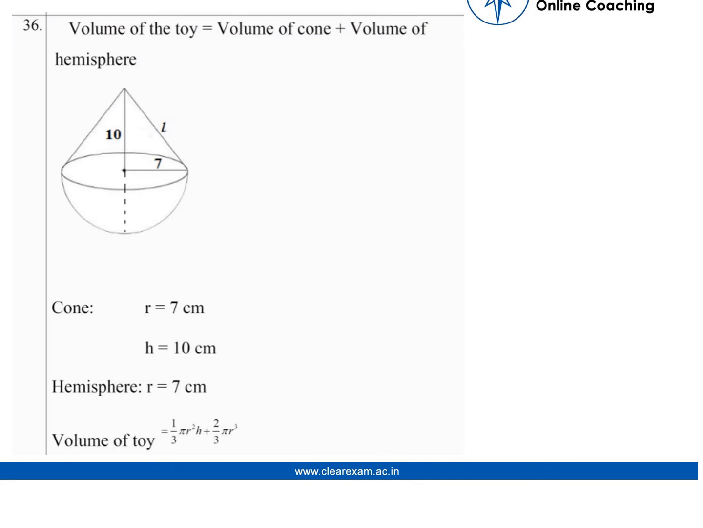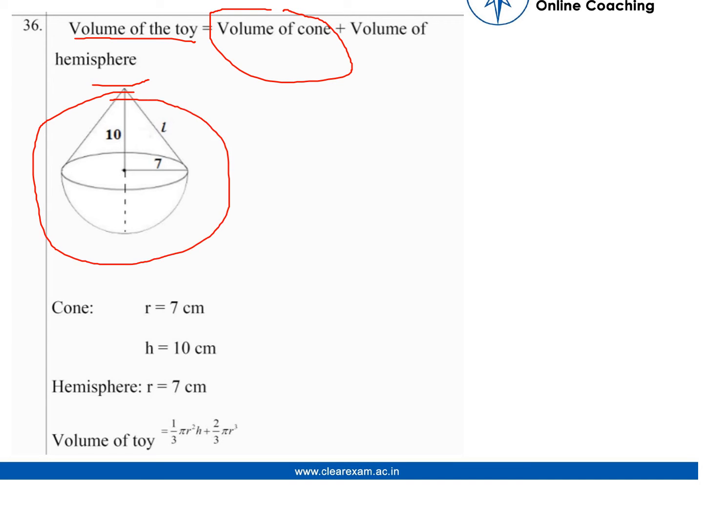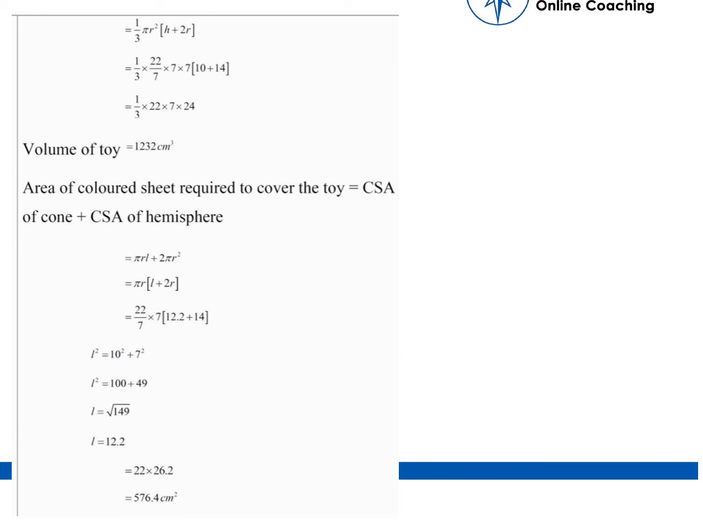Okay. So the solution of this question is, we have to calculate the volume of the toy. So volume of toy is volume of cone plus volume of hemisphere, and this is the figure where you will see this side is 10, this is L, and the radius is 7. So radius is 7 and height is 10. Hemisphere radius is 7 cm. So volume of the toy is 1/3 pi r square h plus 2/3 pi r cube. If you solve this equation, you will find the volume of the toy is 1232 centimeter cube.